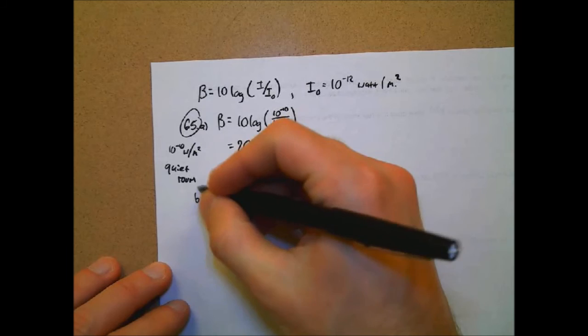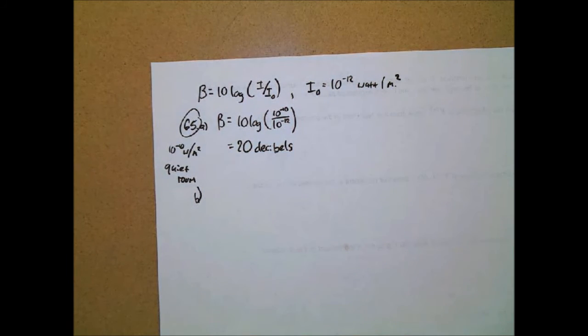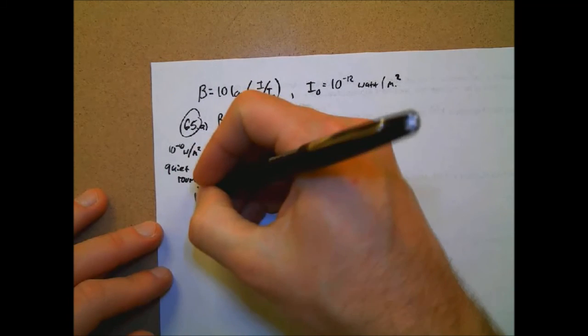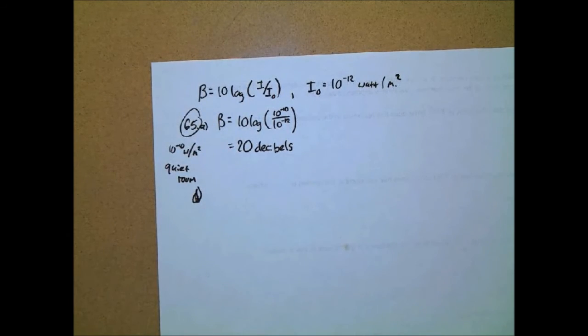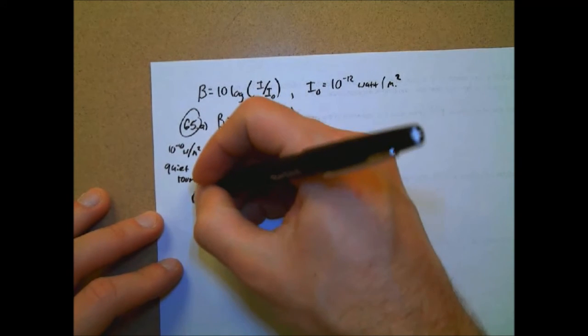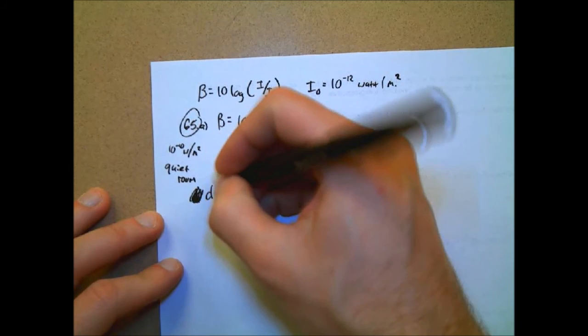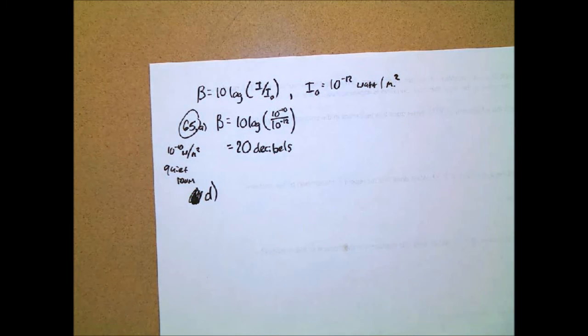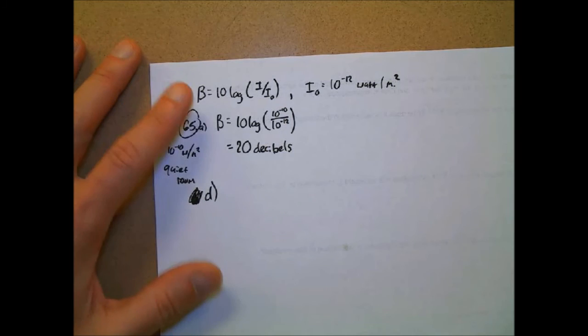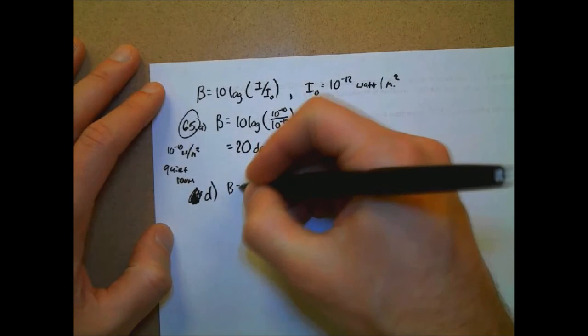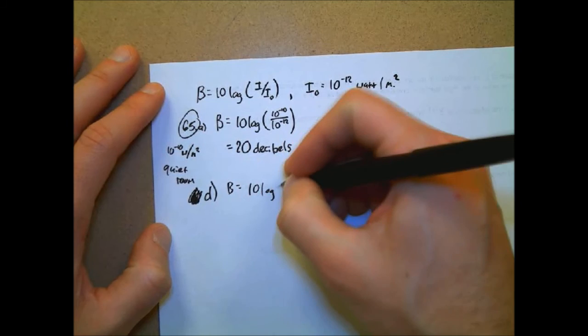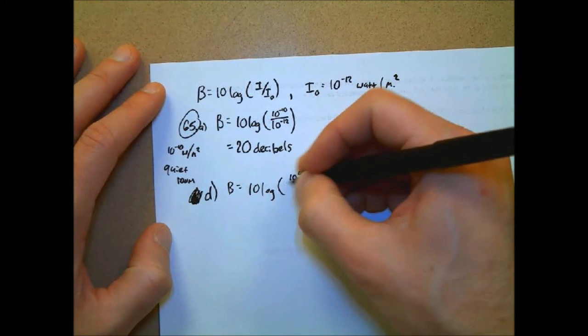Okay. Let's try another one here. Let's just jump to the threshold of pain, letter D. See how many decibels it takes to hurt your ears, to cause you physical pain. So for threshold of pain, it's 10 to the 0 watts per square meter. So 10 to the 0 over 10 to the negative 12th.